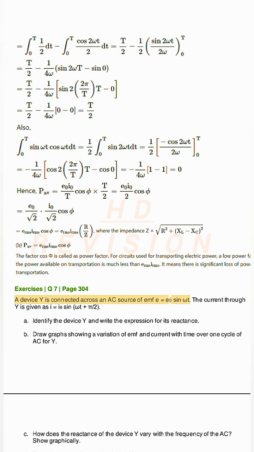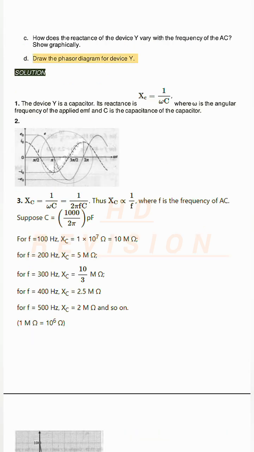Exercises Q7, page 304. A device Y is connected across an AC source of EMF E equals E0 sin ωt. The current through Y is given as I equals I0 sin(ωt + π/2). A. Identify the device Y and write the expression for its reactance. B. Draw graphs showing the variation of EMF and current with time over one cycle of AC for Y. C. How does the reactance of the device Y vary with the frequency of the AC? Show graphically. D. Draw the phasor diagram for device Y.